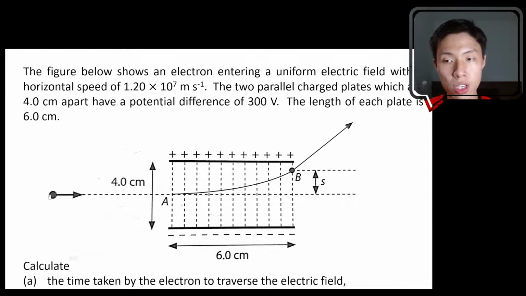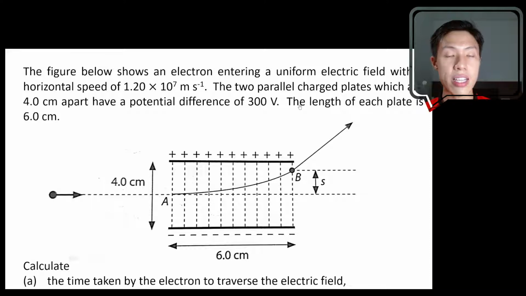So the whole journey from here until the moment it enters the uniform electric field has a horizontal speed of 1.20 times 10 to the power 7 meter per second. Then the parallel charge plates are 4 cm apart. So this parallel charge plate here has a distance of 4 cm apart, and they have a potential difference of 300 volt. It means if you take the high potential minus the low potential plate, you get that the potential difference is 300 volt.